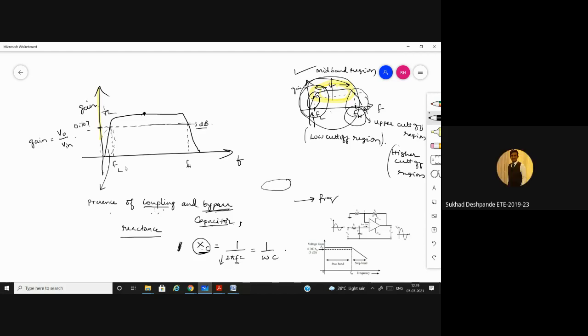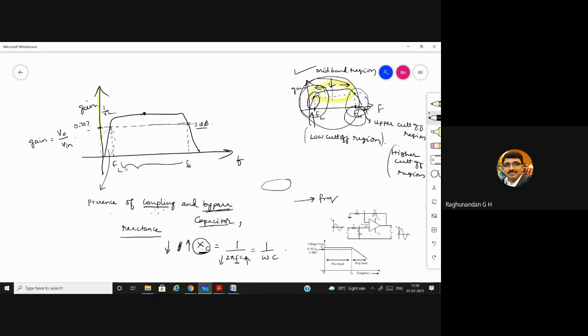So when frequency is lesser, what happens to the reactance? It increases. So when frequency starts increasing, automatically reactance starts decreasing. That's what is happening here. When the frequency was lesser, the reactance is more. But when frequency keeps on increasing, the gain starts increasing, because reactance is the opposition.